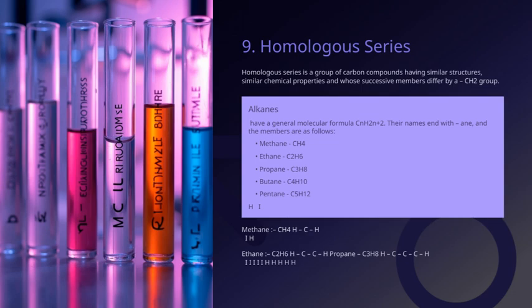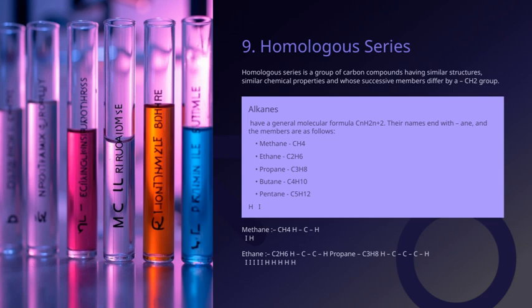The key point here is that these compounds all follow a general molecular formula of CnH2n+2. That means, for any alkane, if you know the number of carbon atoms, you can determine the number of hydrogen atoms. Their names all end with the suffix -ane, indicating they are alkanes.